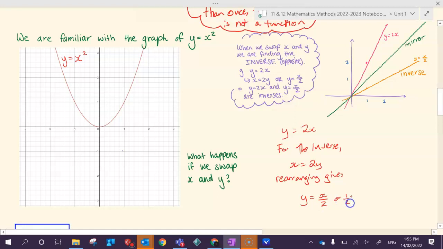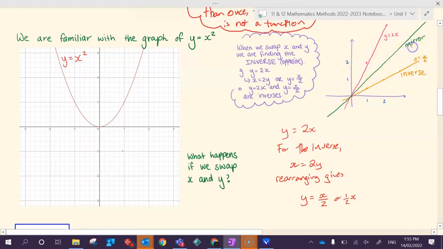And I don't mind whether you write it as a half x or x over 2. My preference is x over 2. I love it written like that. But if you write half x, if that's your opposite of multiplying by 2, is multiplying by the reciprocal, multiplying by half, and you think about it that way, that's fine. You'll notice when you find an inverse, it's a reflection in the line y equals x.